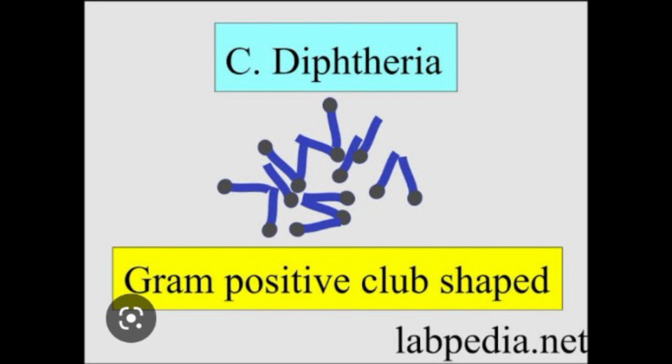Prophylaxis: active immunization. Active immunization is started at 6 weeks of age by diphtheria toxoid in combination with tetanus toxoid and pertussis vaccine, the DPT triple vaccine. Three doses of 0.5 ml each are given by intramuscular route at an interval of 4 to 6 weeks. Booster doses are given at 18 months and 5 years. Diphtheria toxoid combined with tetanus toxoid is used for booster doses.